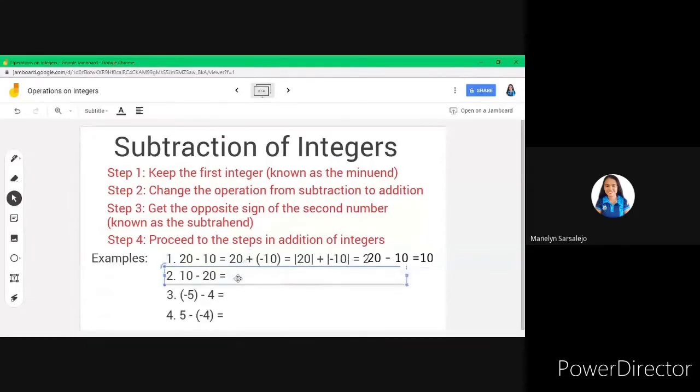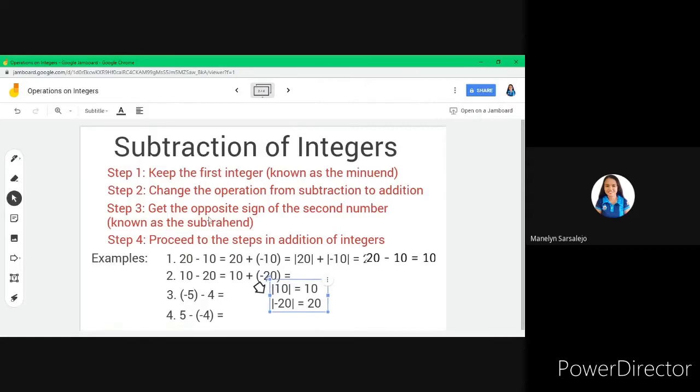Number 2, 10 minus 20, all positive numbers. So we keep 10 and then minus to plus and 20 to negative 20. So again, different signs. So ikuha na nato ang absolute value sa kada usa. So the absolute value of positive 10 is 10. And the absolute value of negative 20 is also a positive number, 20. Okay, which is greater? Is it 10 or 20?